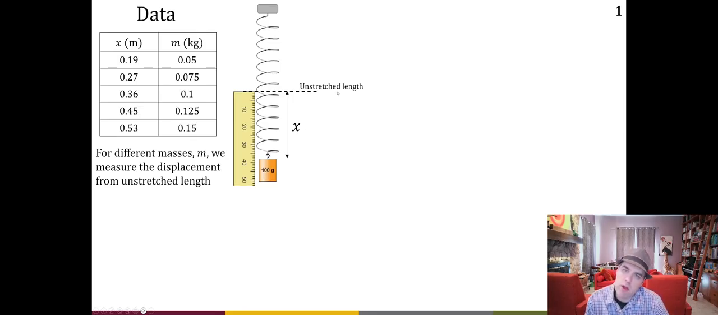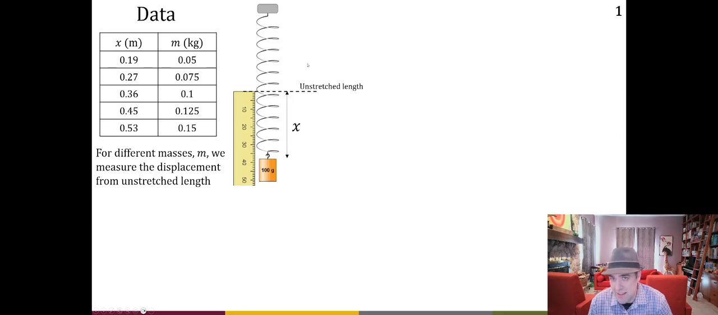Now what we're going to do is observe its unstretched length, and then add the masses to it, and record how far it's stretched from its unstretched length, okay? So for instance, in this case, I've added 100 grams, and we see that it's stretched 36 centimeters from its unstretched length. Now 100 grams is 0.1 kilograms, so that's this point here, and 36 centimeters is 0.36 meters, so that's this point here. And then we're just going to change out these masses for a bunch of different masses, and then record how far it stretches from its unstretched length.